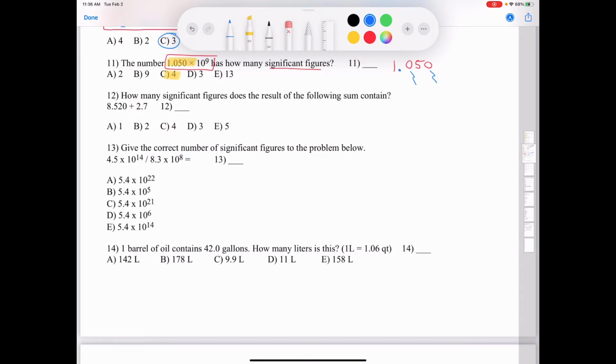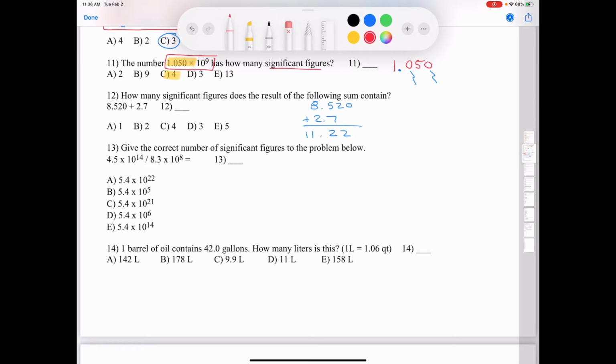Okay, question 12. How many significant figures does the result of the following sum contain? We have 8.520 plus 2.7, and when you tally all that up, you end up with 11.22 when you put that in your calculator. But remember that when we do addition, our result can only have as many decimal places as the number that's being added with the least decimal places.